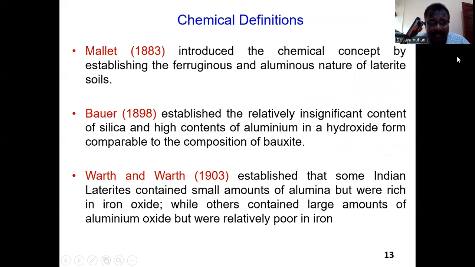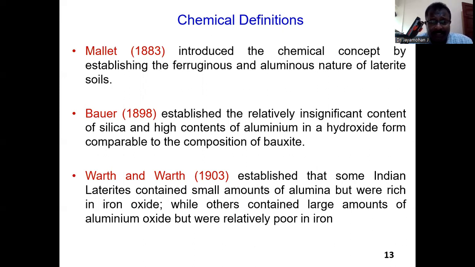Similarly, in the last part of the 19th century, Mallet and Bauer also reported about laterite. Mallet reported the chemical concept of laterite as ferruginous and aluminous in nature. Bauer reported the relatively insignificant content of silica and high content of aluminum in hydroxide form, comparable to the composition of bauxite. So in the earlier parts of the 20th century, laterite was also considered a potential ore for aluminum because of its high aluminum content, like bauxite.